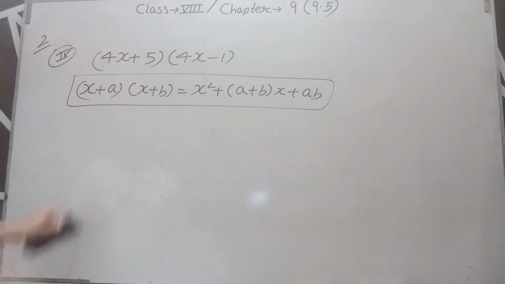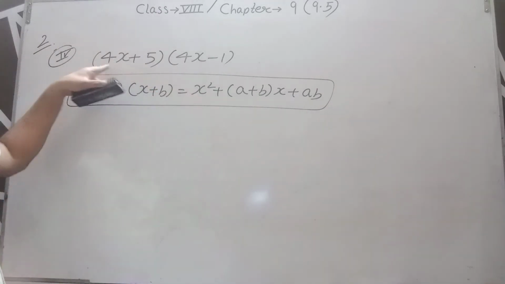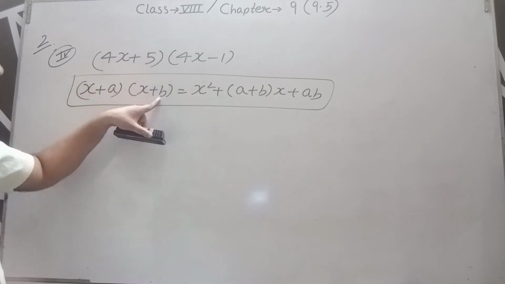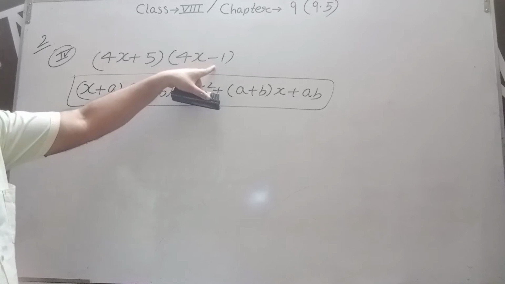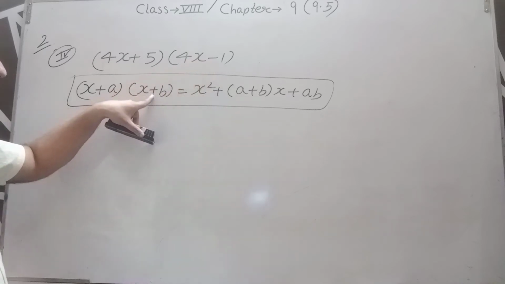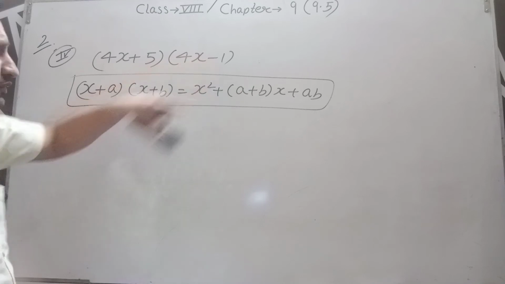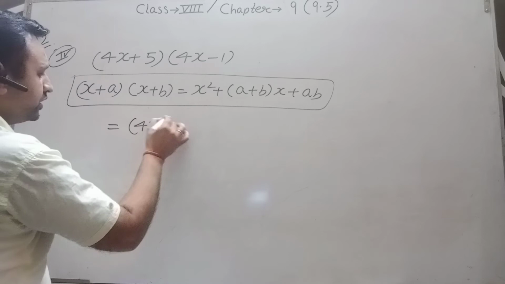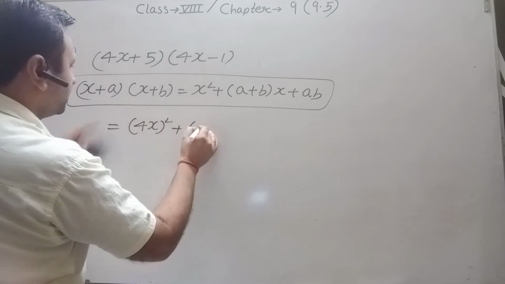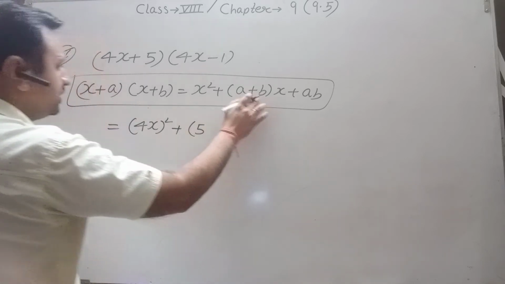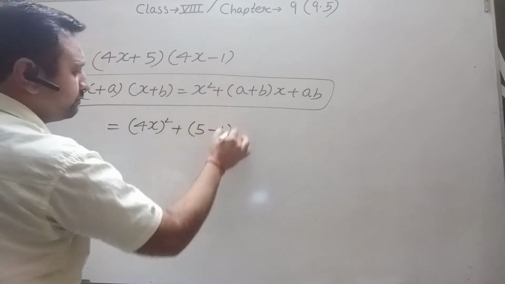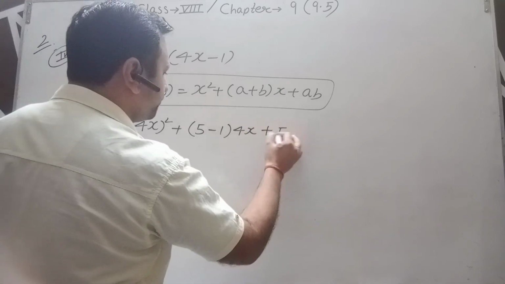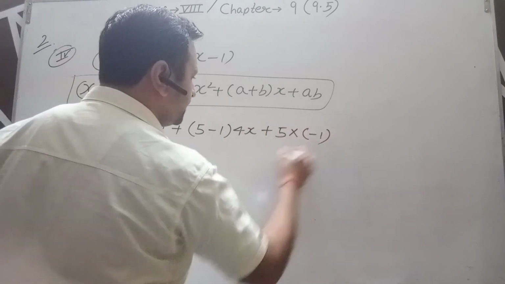Now after comparing, in place of x we note down 4x, in place of a we note down 5, and in place of b, remember, we note down minus 1, because the formula contains a positive sign and here is a negative sign. So now put the values in the RHS. (4x)² + (5 + (−1))(4x) + 5 × (−1).